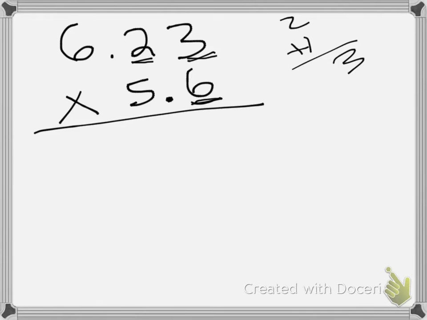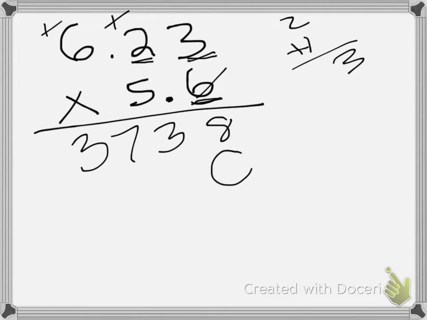So we're going to go ahead and just multiply as we normally would, ignoring the decimals, and then we'll place it at the end. So we'll go ahead and do our 6 times 3 is 18. Put down your 8, carry your 1. 6 times 2 is 12, plus the 1 more is 13. And then 6 times 6 plus 1 is 37. Cross that stuff out. Put down our 0.